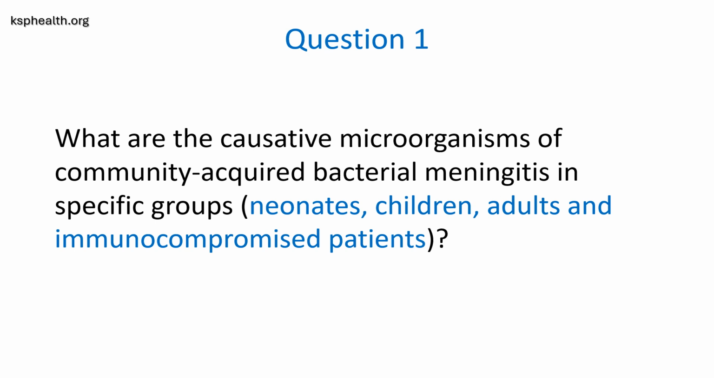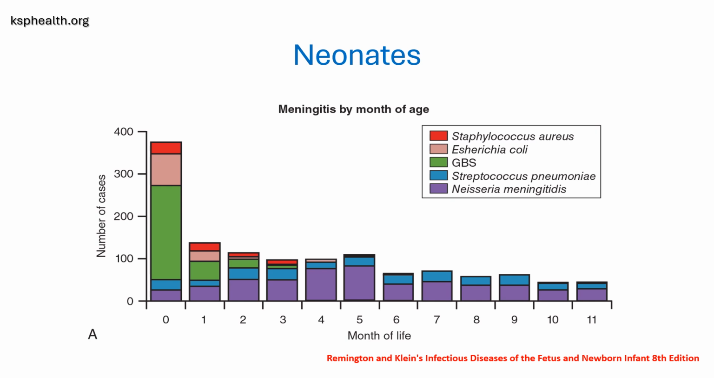The first question, what are the causative microorganisms of community-acquired bacterial meningitis in specific groups like neonates, children, adults, and immunocompromised? As you can see, the incidence of meningitis is very high in the first month of life. The most common causative organism is GBS, group B streptococcus, followed by E. coli, and other bacteria also play a role like strep pneumo, Neisseria, and staph. The incidence dramatically decreases after a month, but E. coli and GBS still predominate. Then slowly, by 3 months, GBS and E. coli become less and less. Then Neisseria and strep pneumo become the predominant pathogens in the rest of the year and also afterwards.